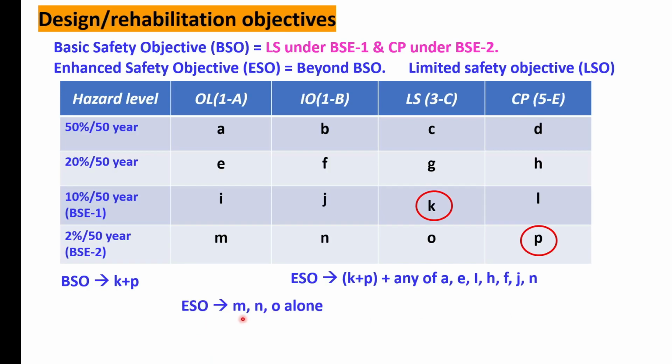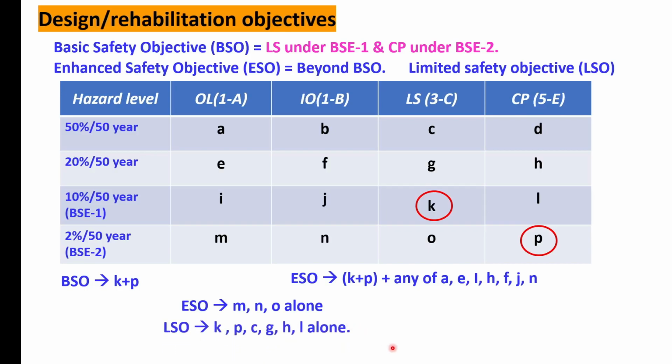Similarly, if you take only M, N, or O, then also it will be called enhanced objective. Why is it so? Say M. What is M? It is highest performance level, highest earthquake level. So obviously it is enhanced objective. N, highest earthquake level, and immediate occupancy also good performance level of the building, so it is enhanced. O is also similar: life safety, but under highest earthquake. So if a building exhibits life safety in highest earthquake, it is also a good building. That's why it is called enhanced objective.